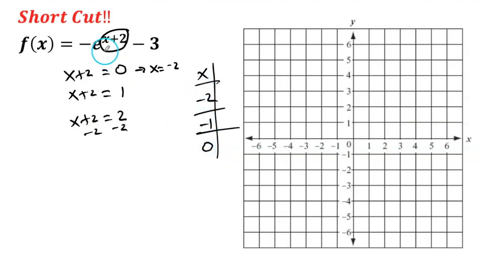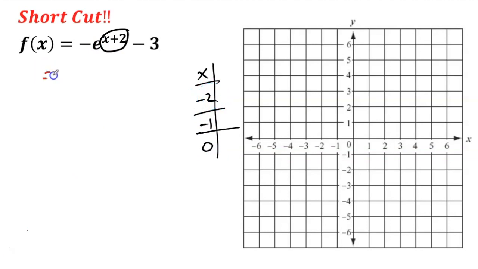Now I plug this back. When the x is -2, I have e to the -2 plus 2, minus 3. -2 plus 2 is 0. E to the 0 is 1. Minus 3, -4.